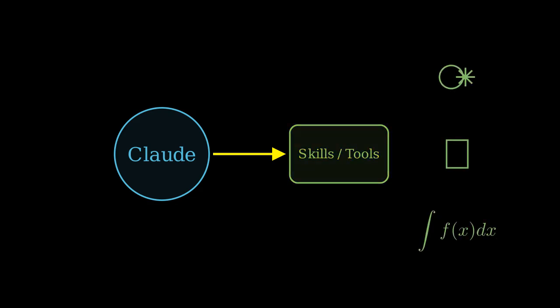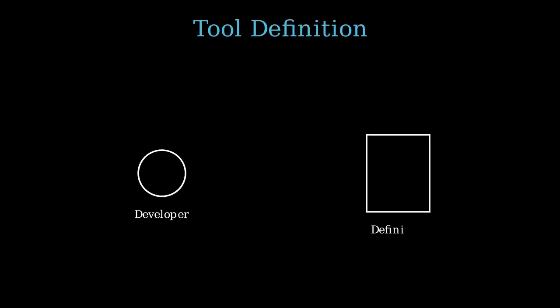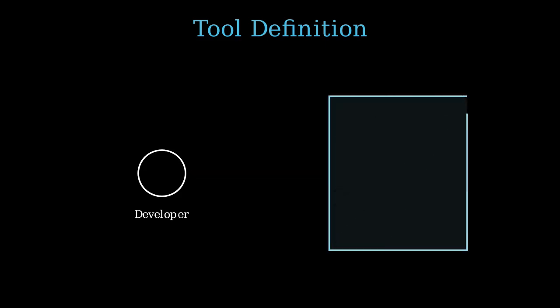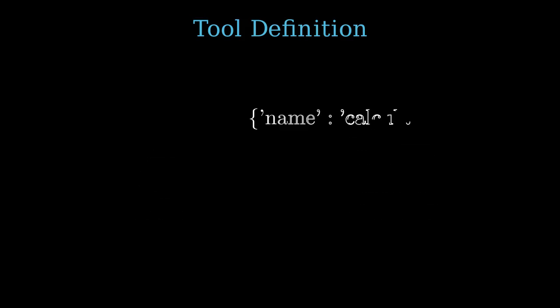For a skill to work, a developer must first provide Claude with a clear set of instructions called a tool definition. This definition is written in a structured format that acts like a detailed menu, telling Claude exactly what the tool does and what specific information it needs to function. For example, if the skill is a calculator, the definition specifies that it requires two numbers and a mathematical operator.